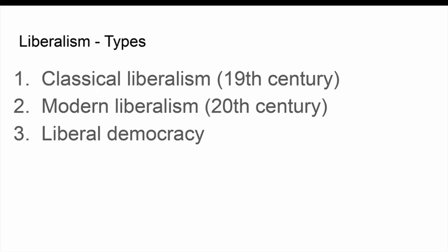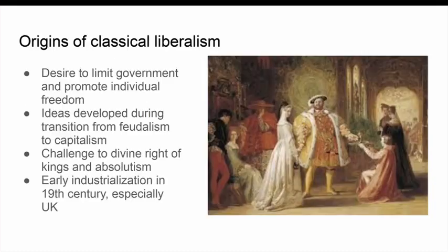So, as I already mentioned, there are different types of liberalism, and I'm just going to show you a few slides to clarify the differences between them. Classical liberalism emerged in response to challenges that were being made to the divine right of kings and absolutism, right?